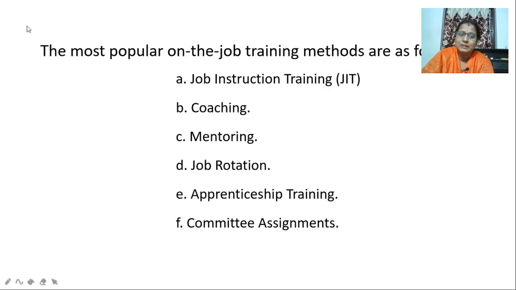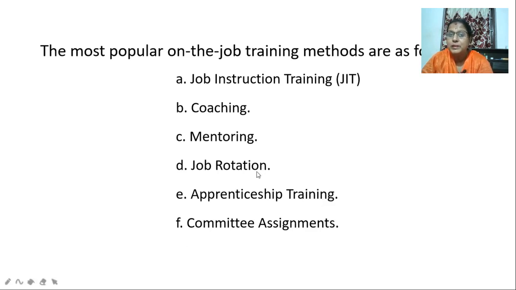Let's move on to this now. I have taken the on-the-job training methods here. Job instruction training: in this, they give you instructions about the given job. Coaching is actually teaching. Coaching is nothing but telling or instructing you how to do the job. Mentoring means they follow after your instructions, whether you are doing it, like supervising.